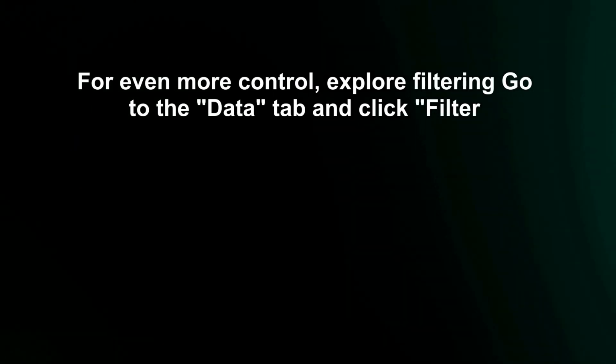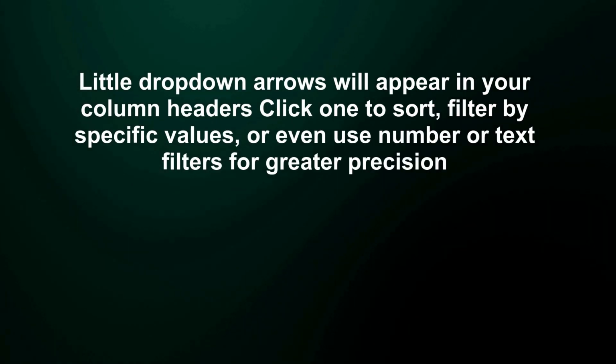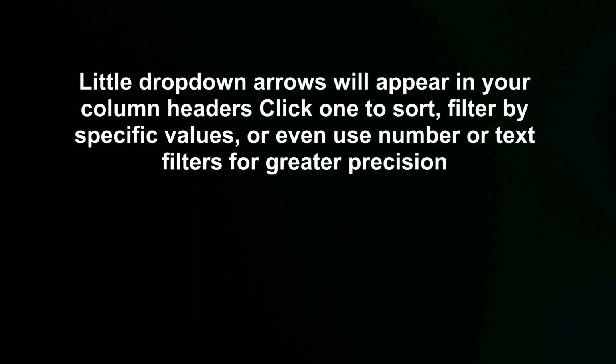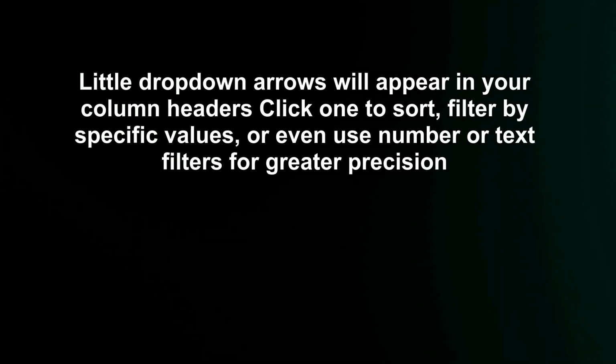For even more control, explore filtering. Go to the Data tab and click Filter. Little drop-down arrows will appear in your column headers. Click one to sort, filter by specific values, or even use number or text filters for greater precision.